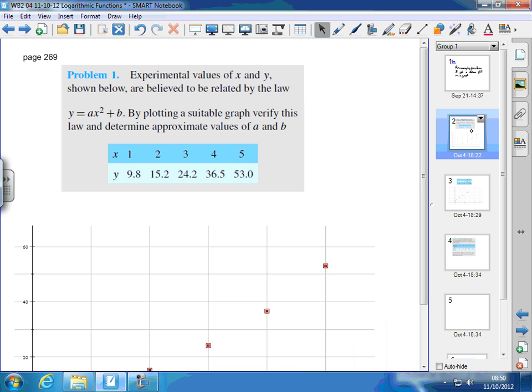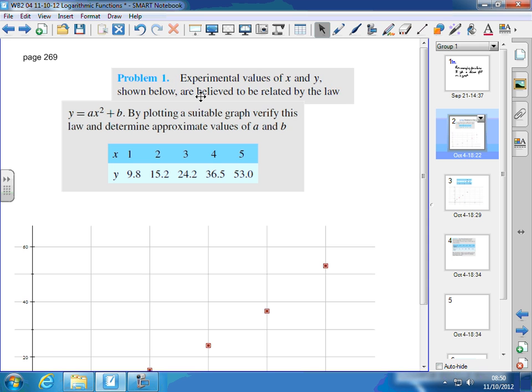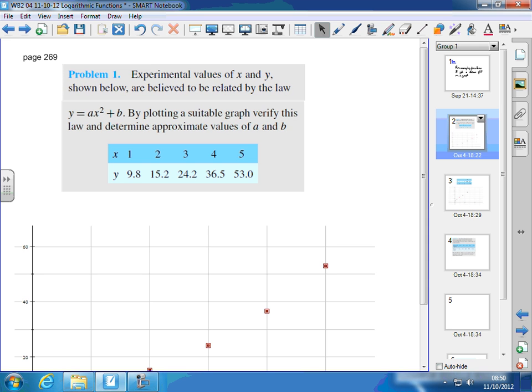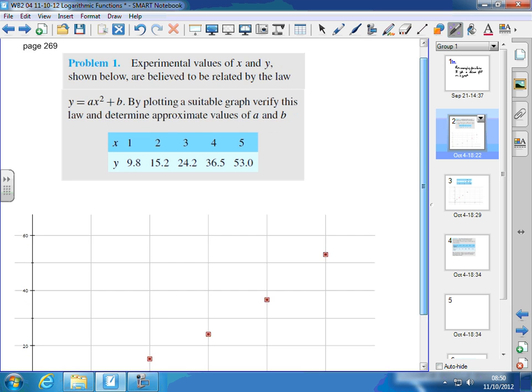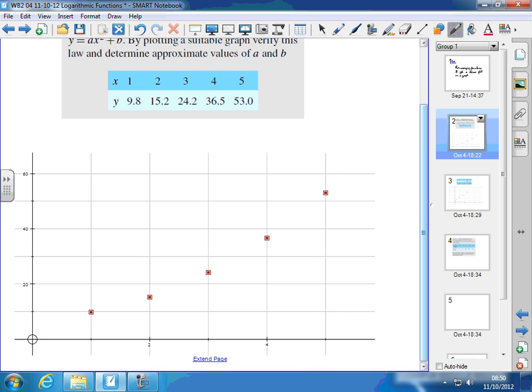We suspect, we believe this function is related by an x squared law. That's what it says here. We think it's an x squared relationship, so related in this way. So if we plotted a graph, we could check that it's that sort of relationship, because if we plot it, and I've done this on Autograph, we get what looks like a curve.